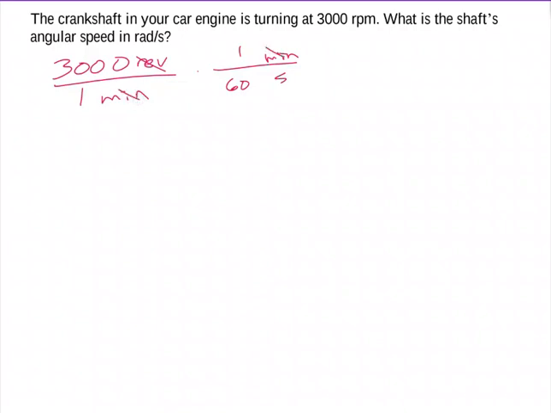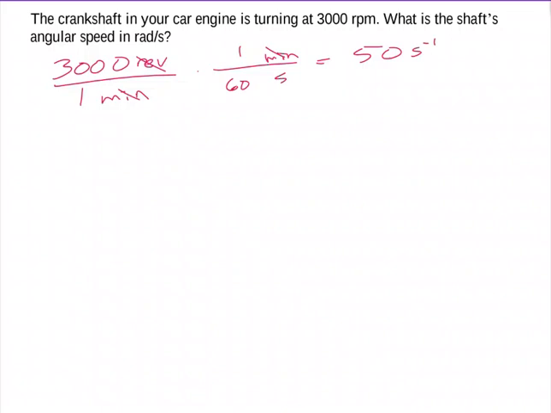Minutes are gone. So what does this turn into? 3,000 divided by 60 is just 50. 50 inverse seconds. What did we just calculate? This is the frequency. We do not have radians per second. We have a frequency. We have per second. So now what do we do? Oh, we're looking for angular speed. So that's going to be 2 pi f, right?